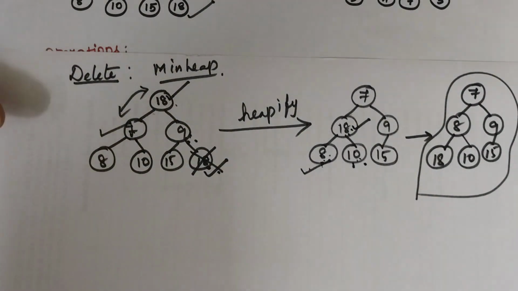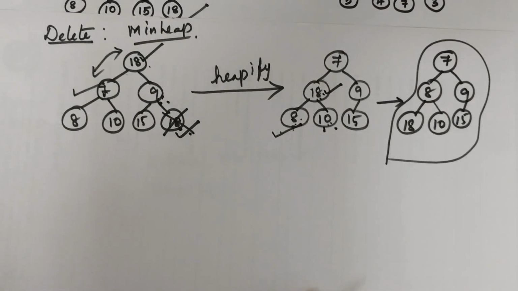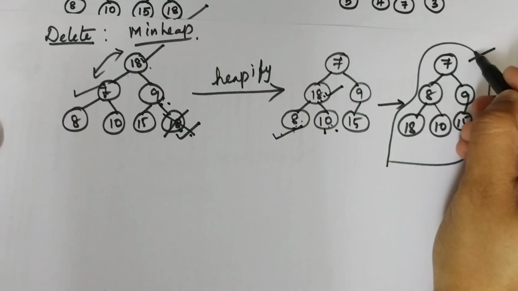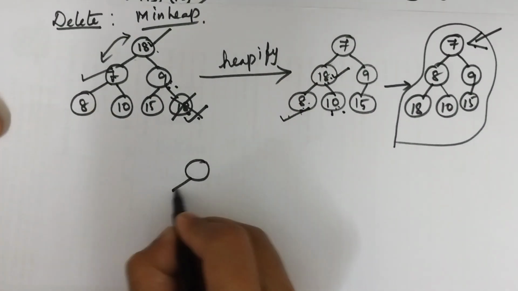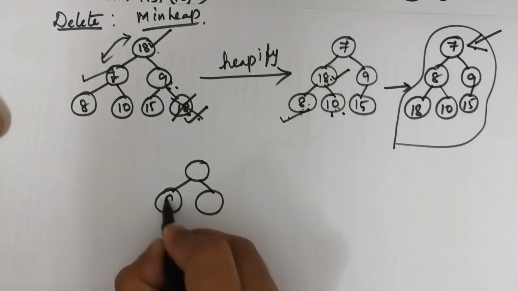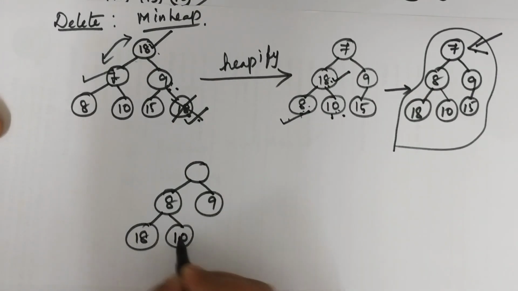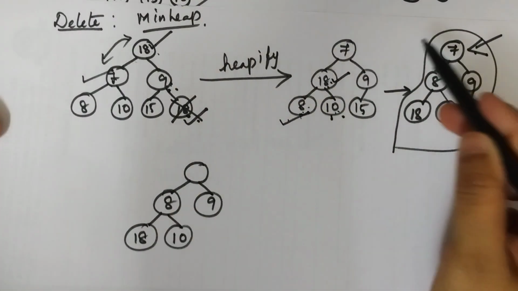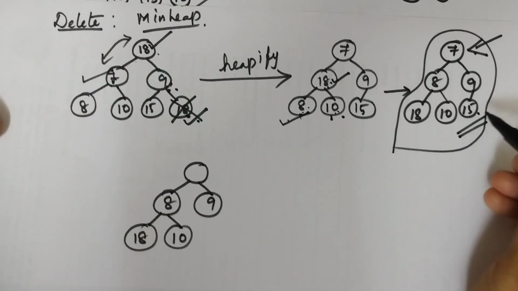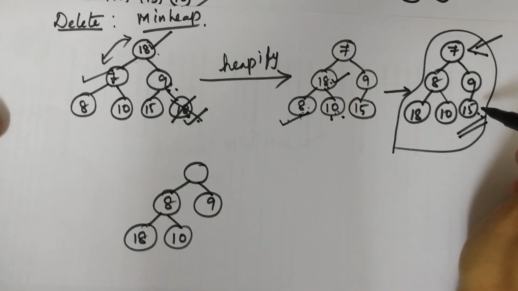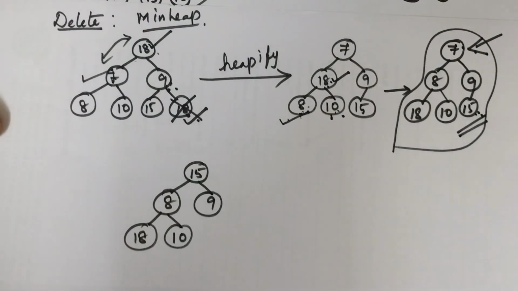In the same way, next you again need to perform a delete. Which node value will be deleted? Again the root node value. What is the root node value? 7. So after deleting 7, you need to replace that node with some value. Which node value can we choose to replace it? What is the last value you have in your tree? 15 is the last value at the last level in the tree. So you have to replace 7 with this 15.